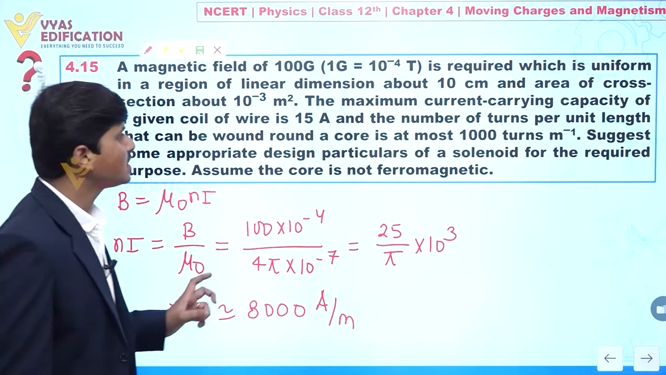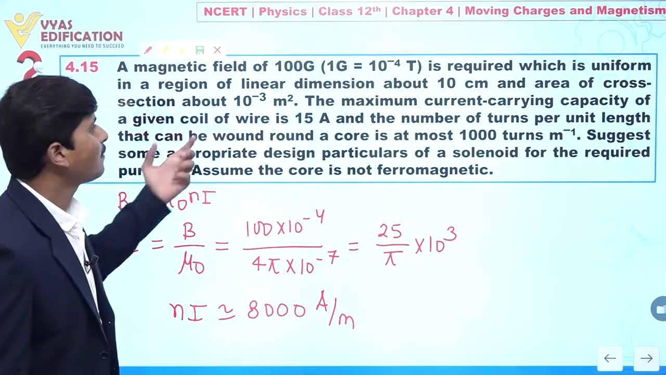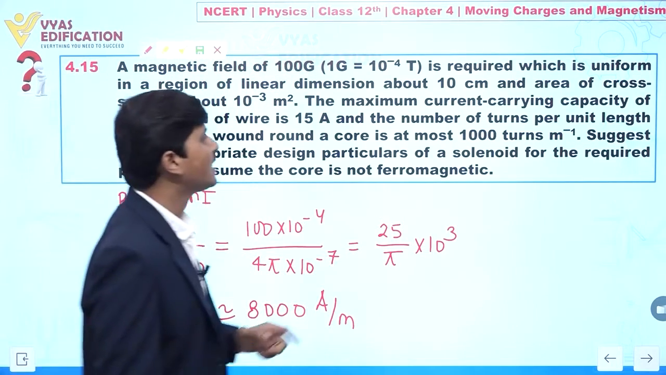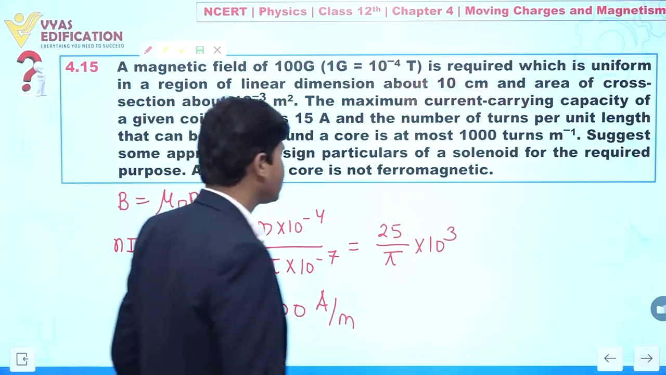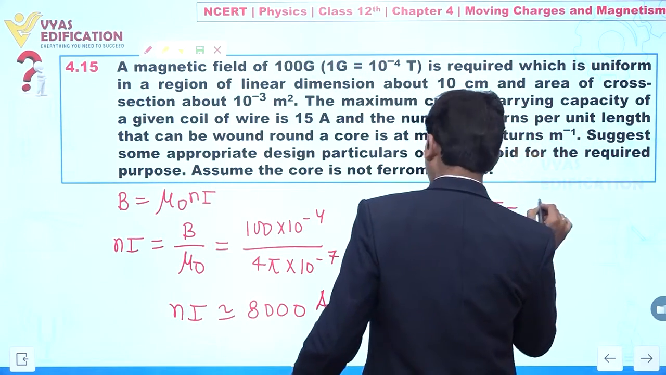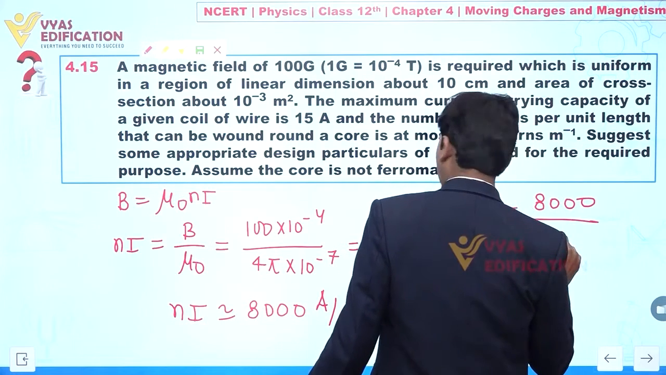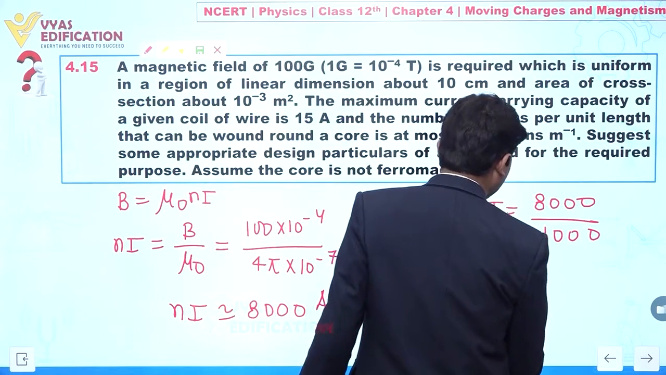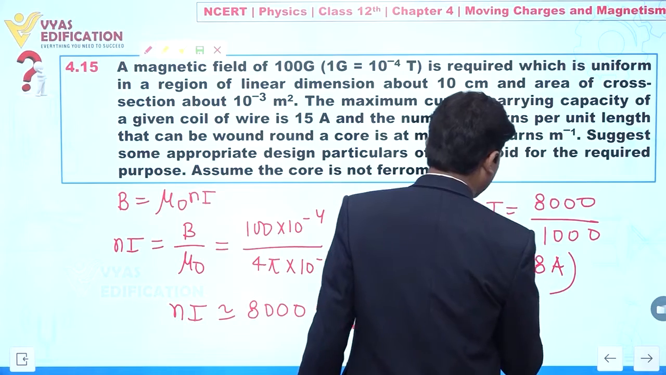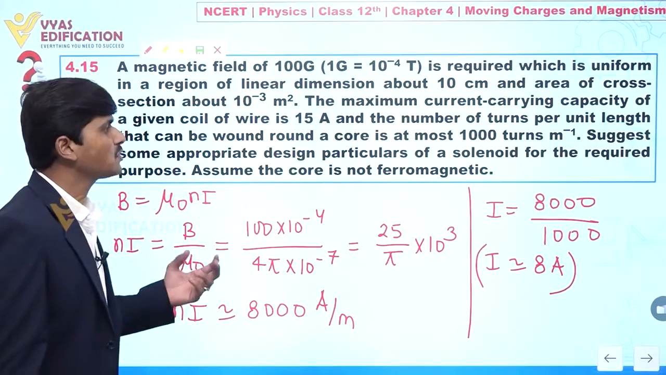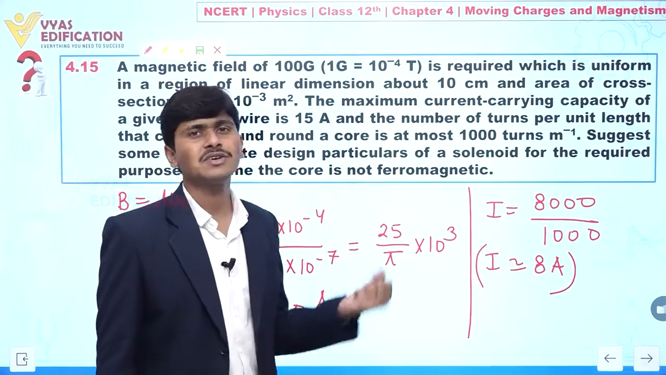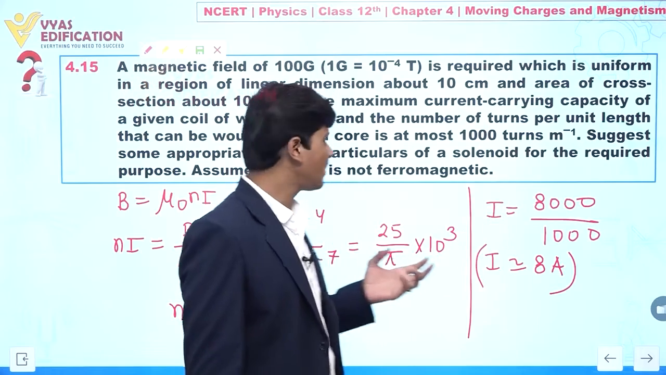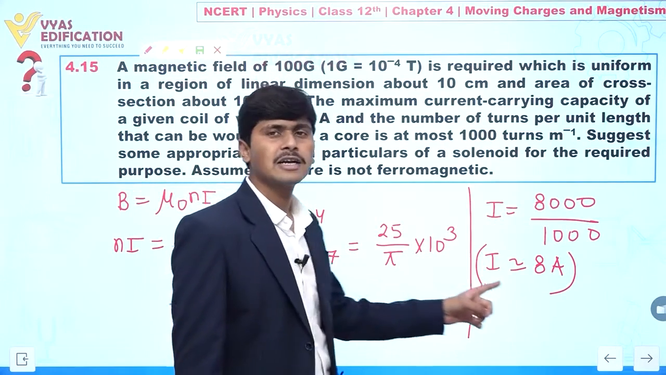Now in this question it is given that at most the number of turns per unit length that we can take is 1000 turns per meter. So the value of current that I will get is 8000 divided by 1000. From here you can see that we are getting current approximately equal to 8 ampere. Now actually we have to suggest a particular design for a solenoid. Now listen carefully. According to the given values we are getting a current value of 8 ampere.